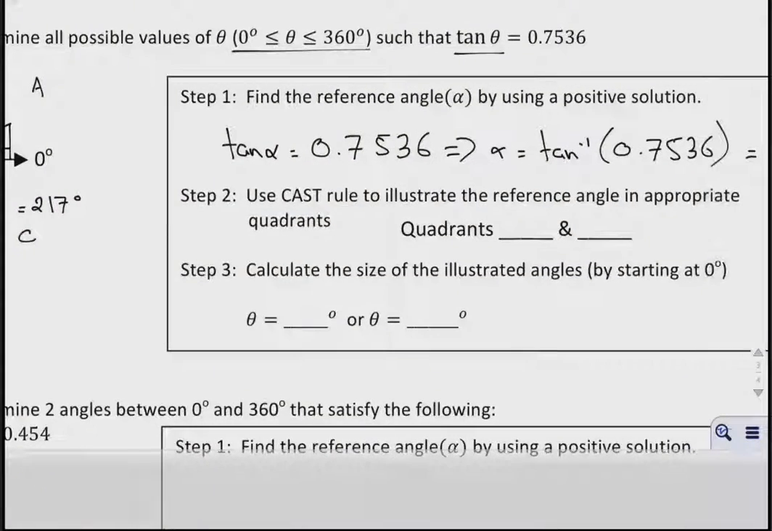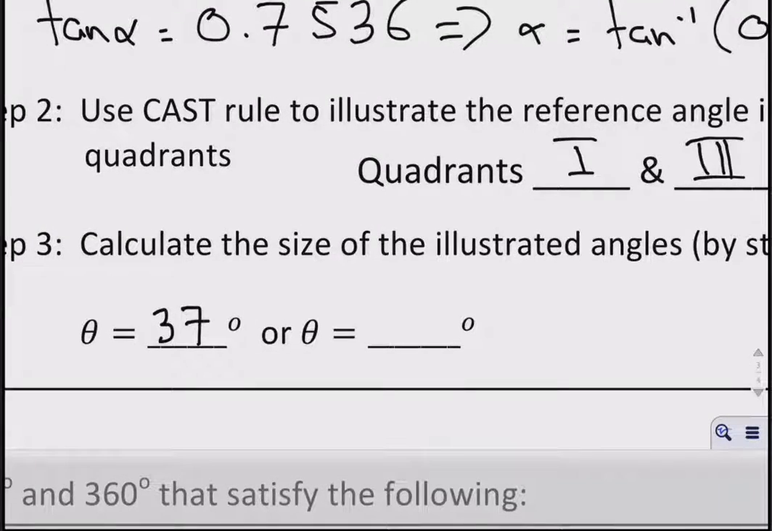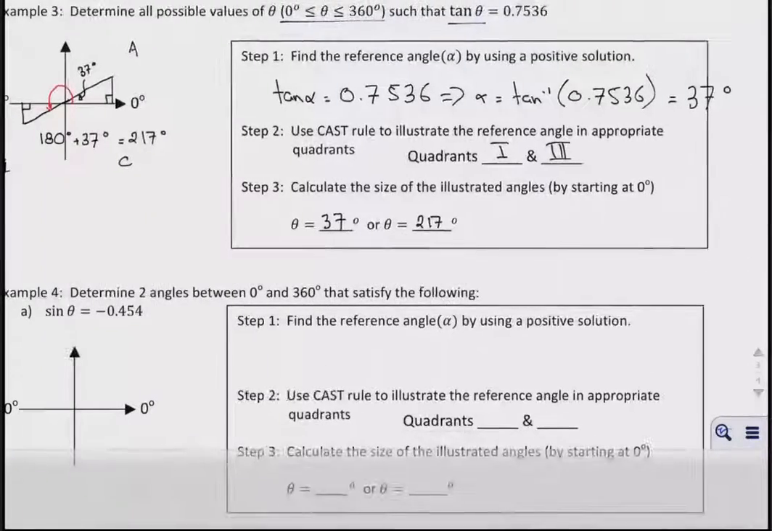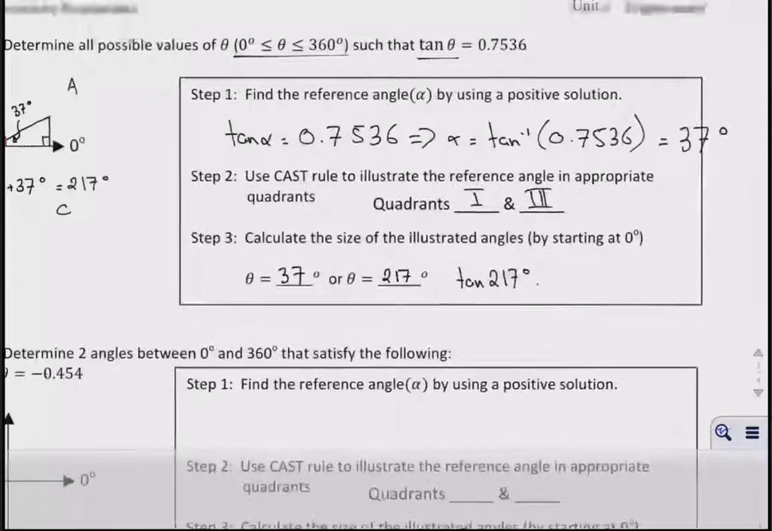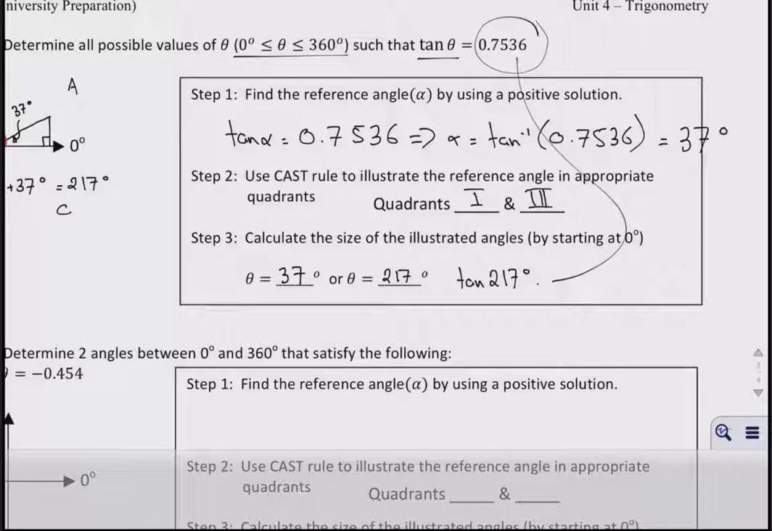So my two angles, this is quadrant 1 and 3, my two angles are 37 degrees, or theta equals 217 degrees. Check that out. Make sure that you're right by inserting 217 into tan, and you'll notice that you get the exact same answer as this here. Okay?